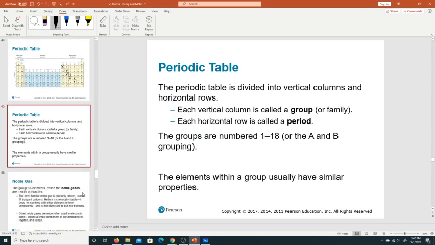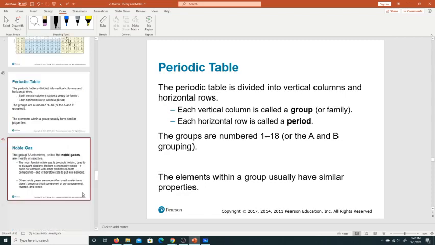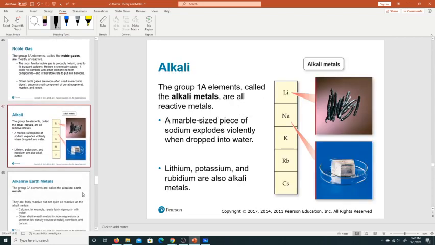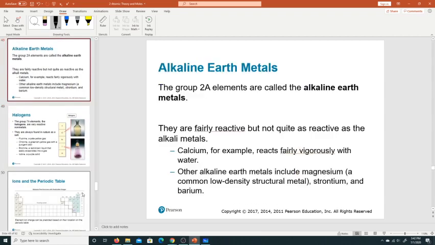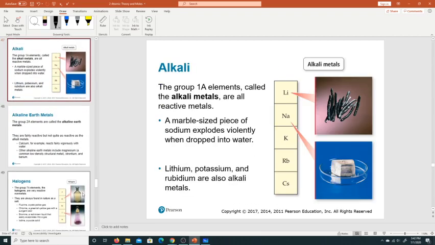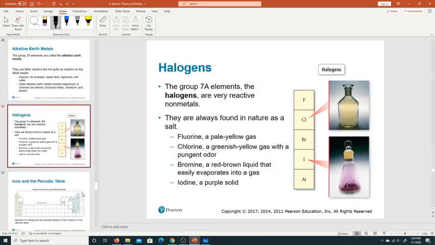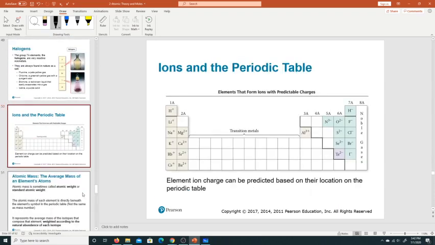Again, you can read this all on your own. I'll let you guys read through all this. I may ask you on the test what elements make up alkali metals, which elements make up alkaline earth metals, etc. You should be familiar with those kinds of questions, but I'm not going to go over this in detail. Again, same slide as before. You need to know what charged ions are going to form.